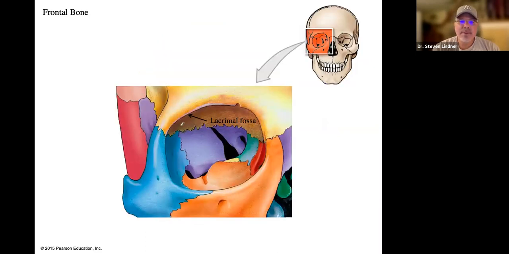In the eye orbit, we have the lacrimal gland sits right here. The lacrimal gland is producing tears. That's what the lacrimal duct does. So the lacrimal duct produces tears, and those tears are going to flow in this direction and eventually drain into the nose. So there's a depression here called the lacrimal fossa.